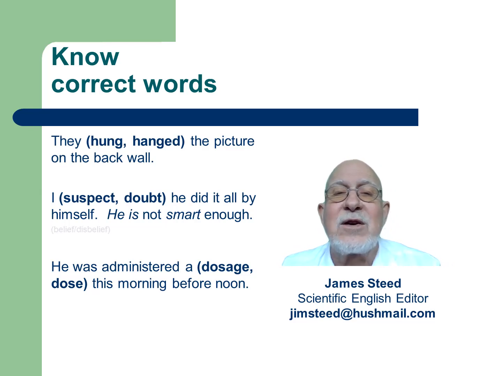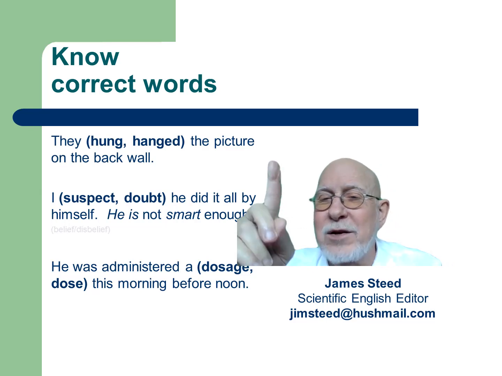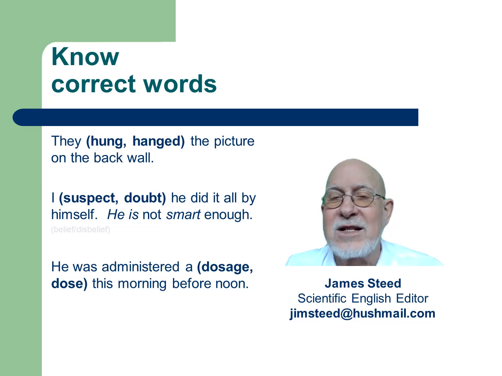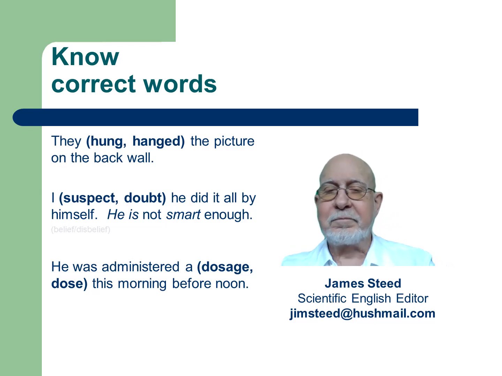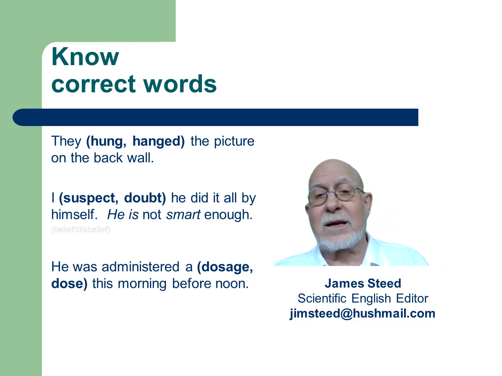He was administered a dosage or a dose this morning before noon. Correct answer: dose. One dose. A dosage is 5 milligrams 3 times a day. Well, you can't get 3 times a day when you have this morning before noon. Okay.